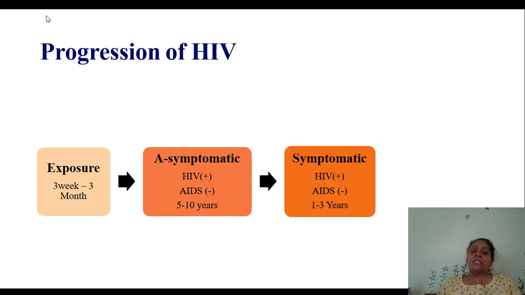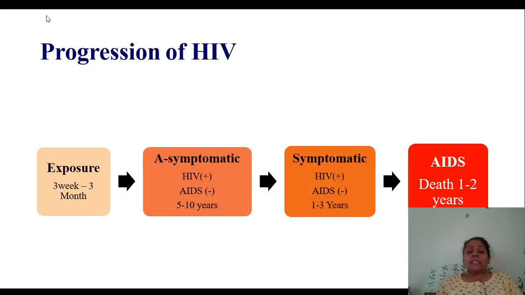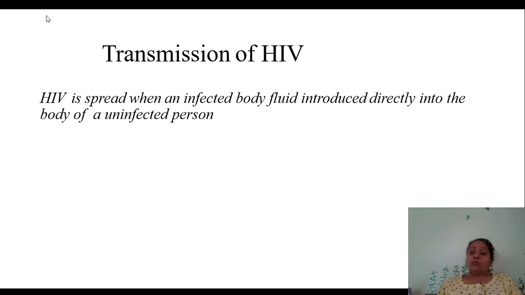The next stage is the symptomatic condition. In this condition, symptoms arise like fever, fatigue, weight loss, night sweat, diarrhea, and the next condition is AIDS. The patient becomes AIDS and death occurs in 1 to 2 years.